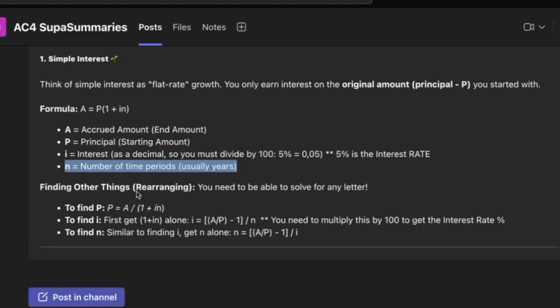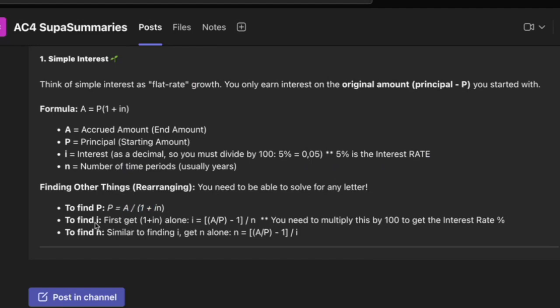But you might not only need to find the end amount, you might need to find the start amount. And this requires some algebraic manipulation. So if you want to get P alone, we need to divide both sides by the bracket. And so we get our start amount is equal to, if we're given our end amount, we're going to divide that by 1 plus IN.